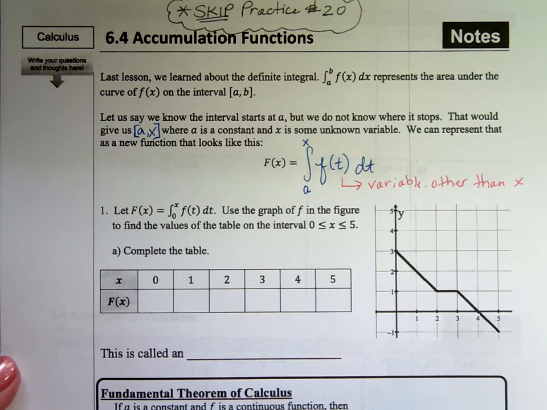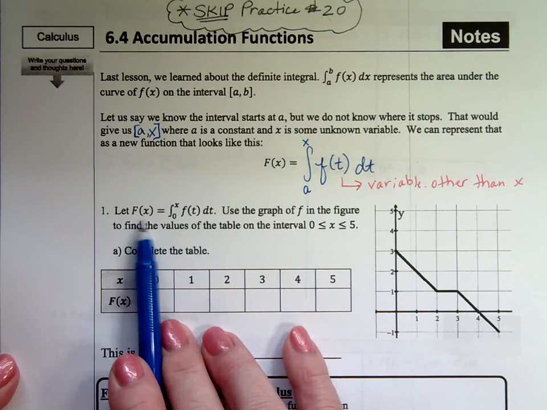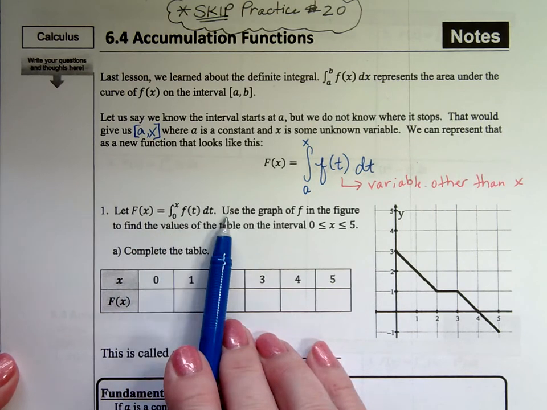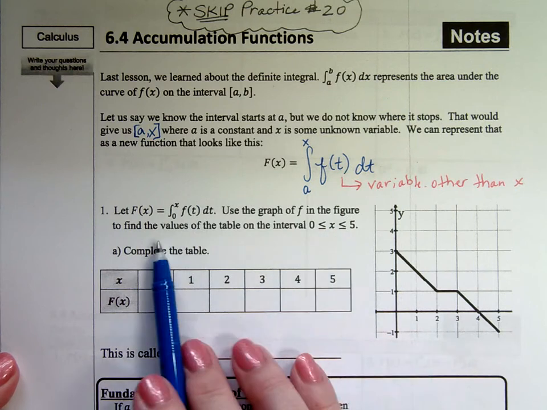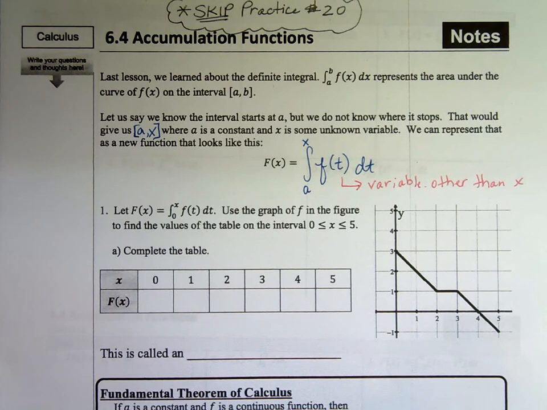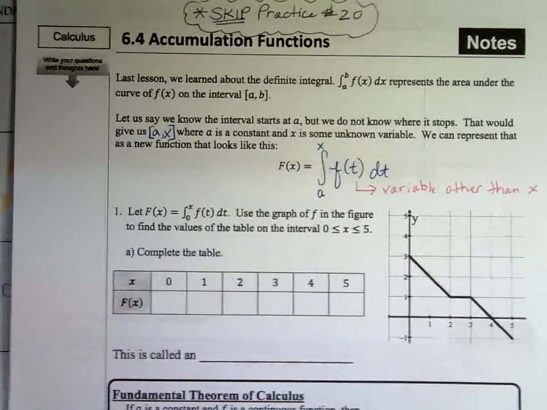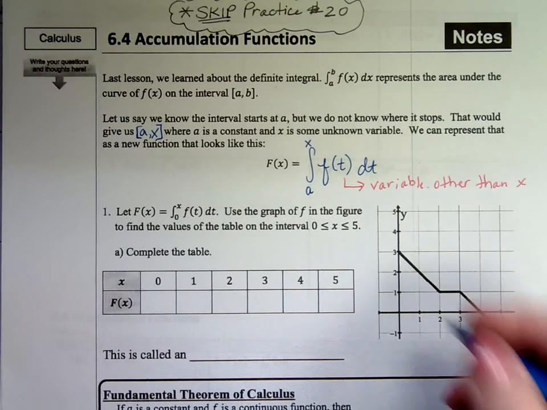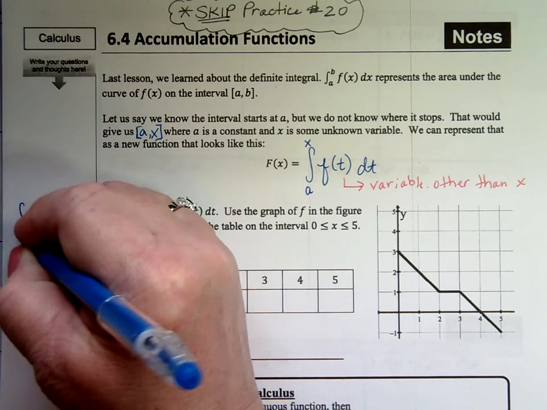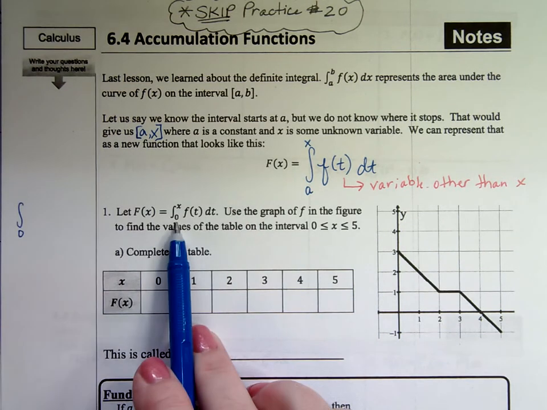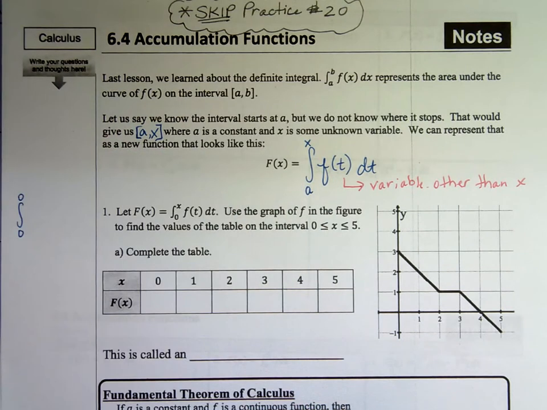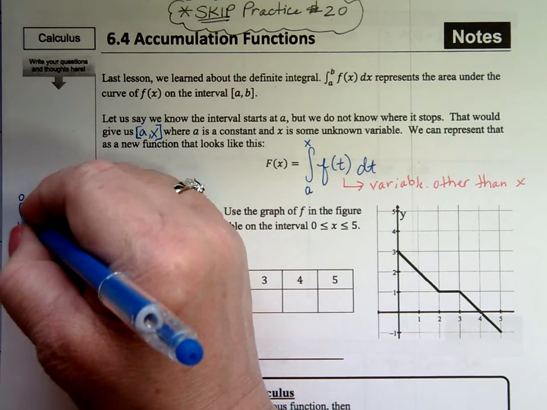So number one says, let capital F of x be the integral from 0 to x of f of t dt. Use the graph of f in the figure to find the values of the table on the interval from 0 to 5. So we're going to go out to the margin, and I'm going to show you in detail how this whole thing works. So if I want to know what it is when x is 0, think about how the integral would look for that. Your bottom is 0. Your top is the x value they give you. And then you've got the function f of t dt.